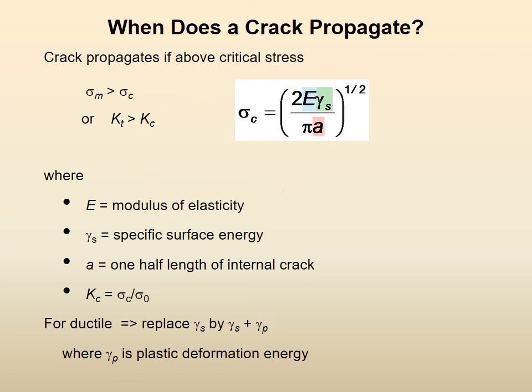So this is a major jump in your level of knowledge. Now this slide is not a revision of your previous courses. In previous courses, stress concentration factor and so on was there. But now you are learning for the first time that if the stress concentration factor is greater than a critical value of the stress concentration factor, or the stress at the crack tip is greater than a critical value of stress, then a pre-existing crack will start to grow. And this is dependent on a material property, which is gamma S, the specific surface energy of the material.